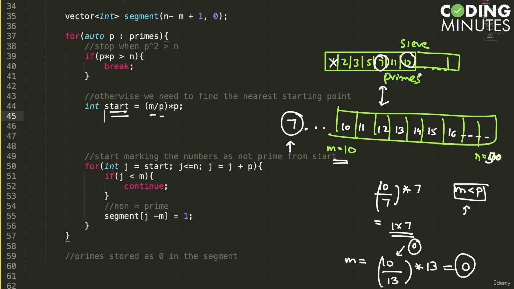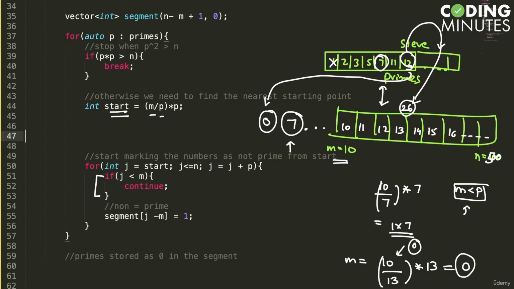So you will say, okay, for 13 I'm going to mark the numbers from 0th index, which will make your code inefficient, because although we have this condition, if j is less than m, continue, but ideally what we should be doing is, for 13 the first multiple that we should be marking should be like 2 into 13. At least we should start from 26, not from 0, but we should start from 26.